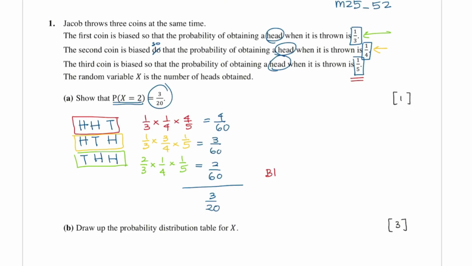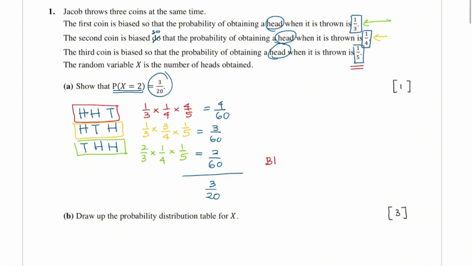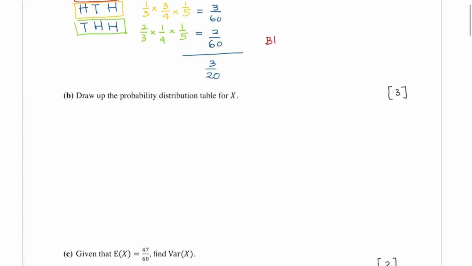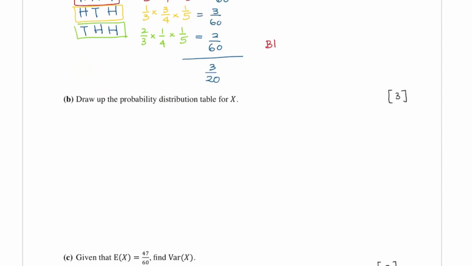I'll move on. Question B is asking you to draw up the probability distribution table for x. Now think about this. You are tossing 3 coins and x is the number of heads obtained. What is the minimum number of heads you can obtain when you toss 3 coins? Let's work on it this way. I'll show you what you need on a probability distribution table. You will need the number of x.